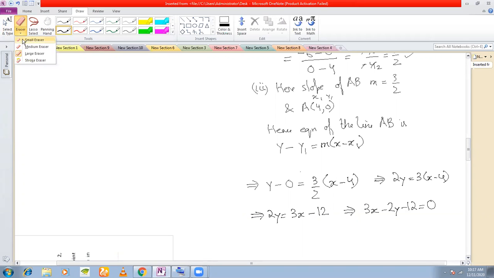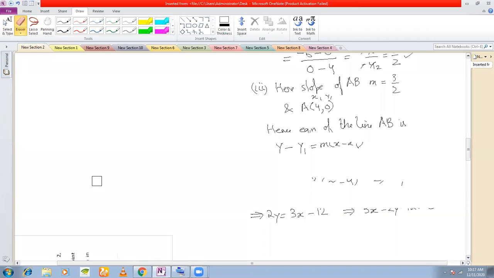Moving on to the next problem, and a very important problem. And this problem number is number 32.